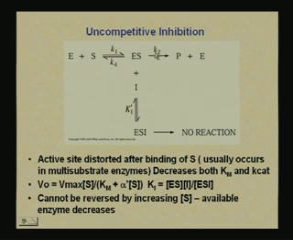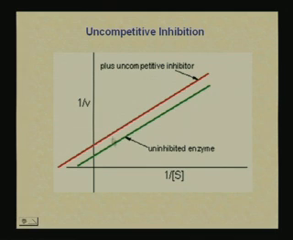The decrease in the Vmax, why does this Vmax decrease? Because the available enzyme actually is decreased. So what you have is an increase in the initial velocity due to the presence of the inhibitor and a parallel line for the uncompetitive inhibitor.